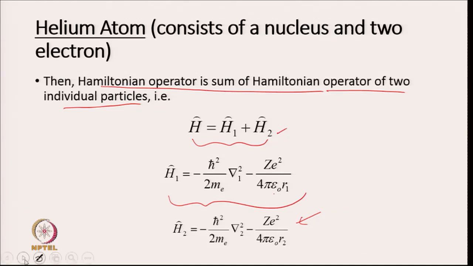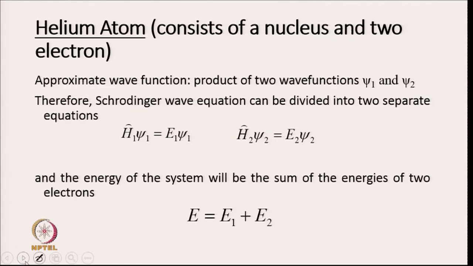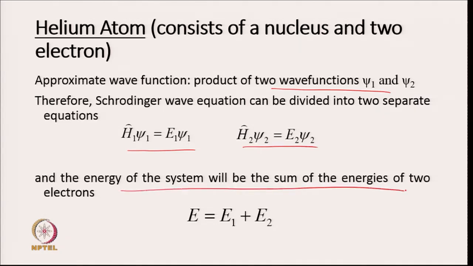Now the overall Hamiltonian operator is the sum of the Hamiltonian operators of the two electrons. So, the approximate wave function in this case will be the product of two wave functions psi 1 and psi 2, and the Schrodinger wave equation can be divided into two separate equations given by H1 psi 1 is equal to E1 psi 1 and H2 psi 2 is equal to E2 psi 2. In this case, the energy of the system will be the sum of the energies of the two electrons: energy obtained using this equation plus energy obtained using this equation. So, E will be the sum of E1 plus E2.